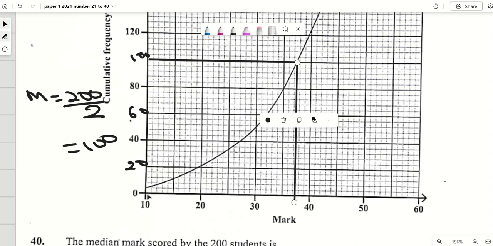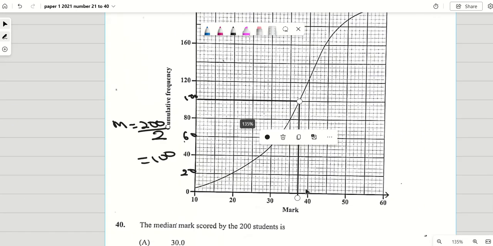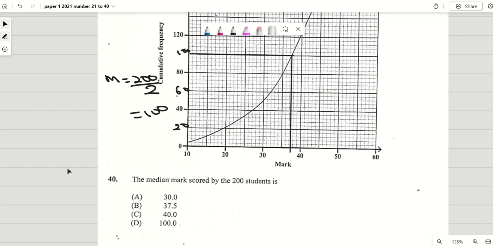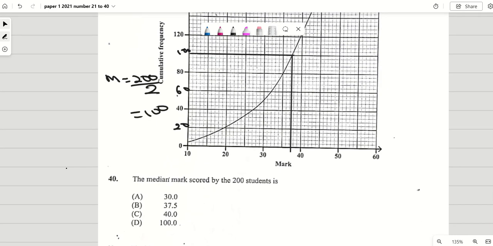So we know this from 10 to 20 is 10 spaces. So each space is 1. So this is 35, 36, 37. So it will be 37.5, which is B. Or you could have just looked at the one that has a half, or 0.5. So this would have been B.